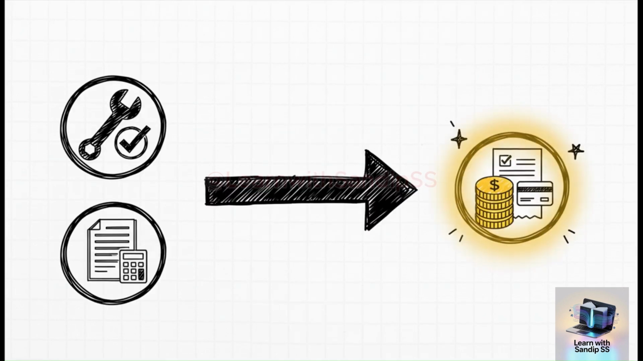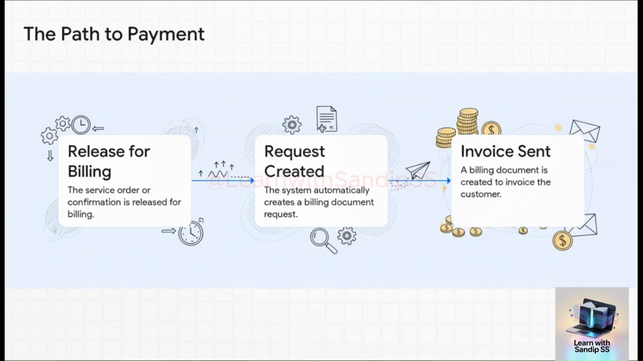The work is done, all the costs are captured. There's only one thing left to do, and from a business point of view, it's the most important step, getting paid. Welcome to the billing phase. The real beauty of this last phase is just how automated it is. Once the service order or that confirmation gets an approval stamp, the system basically takes over. It automatically generates a billing document request, which then turns into the final invoice that gets sent to the customer. This whole flow makes sure the path from finishing a job to getting paid is fast, accurate, and totally seamless.